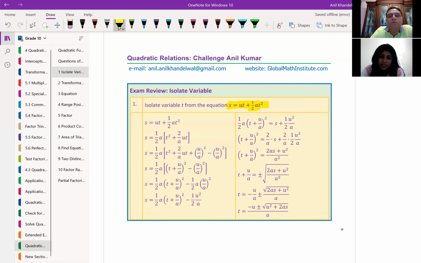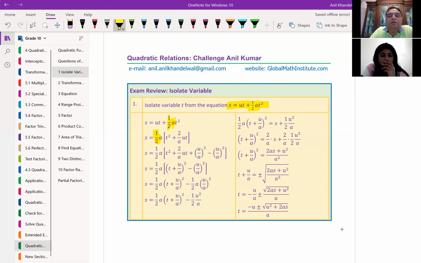So the leading coefficient here is half, you can see here. So I reorganized the equation and took half common, right? So half A rather, because A is also part of your coefficient. T is the variable in this case. So when you take half A common, you're left with T square plus 2 over A ut.